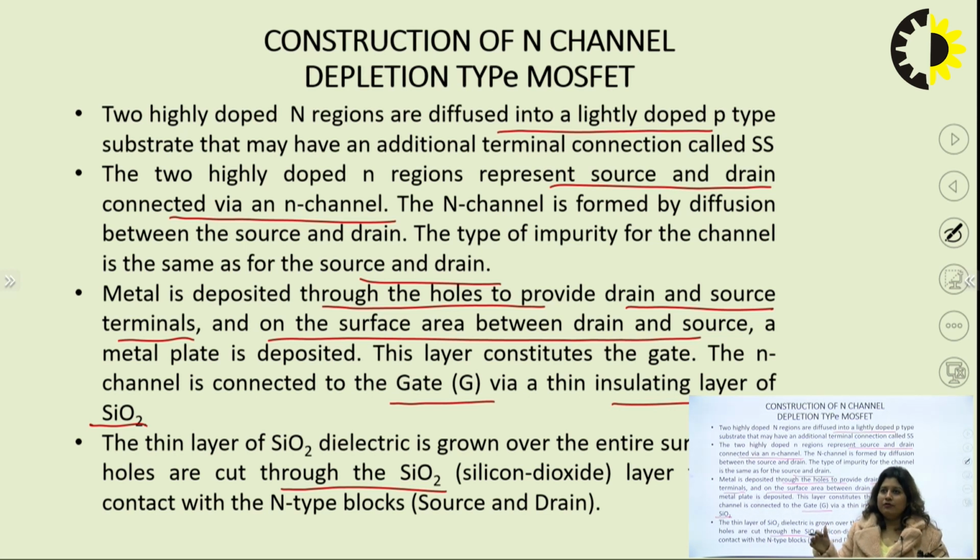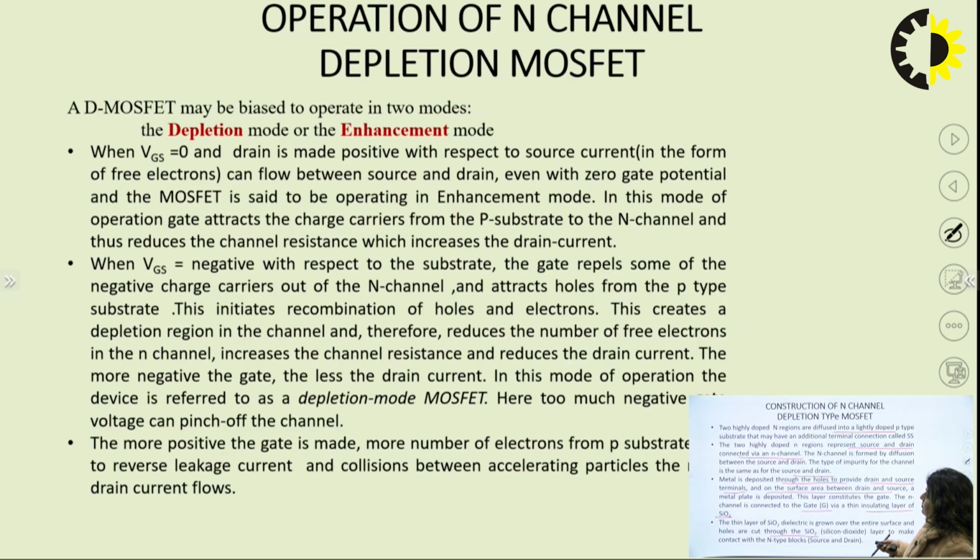In between the P type layers, there will be an N type channel creation, because of the N type substrate. So there will be a creation of the channel here, and a deposition of the metal layer, below which there will be a silicon dioxide layer.